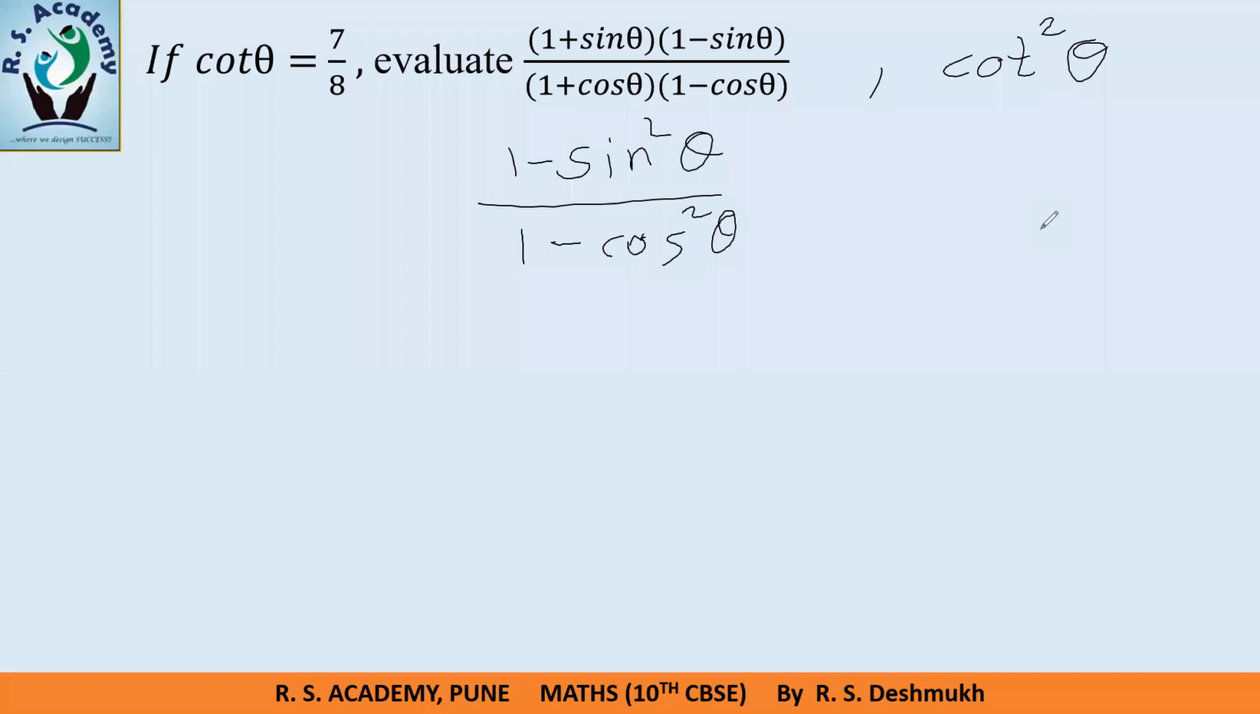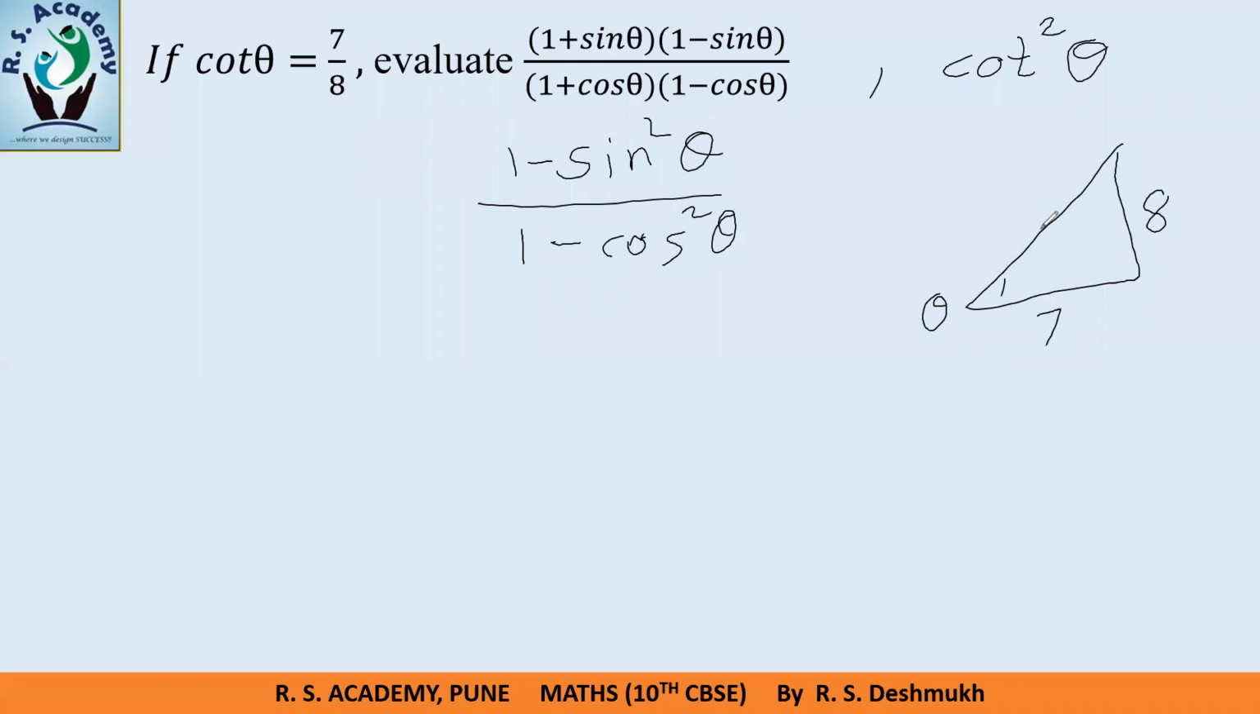Second thing, what they have said: this is a triangle, and let this angle be theta. If this angle is theta, what is cot theta? Cot theta is 7 by 8, but whenever I say 7 by 8, it is always adjacent upon opposite, so it is 7 by 8.